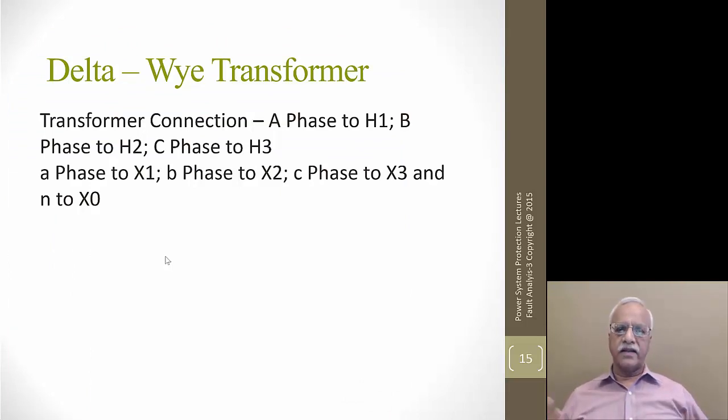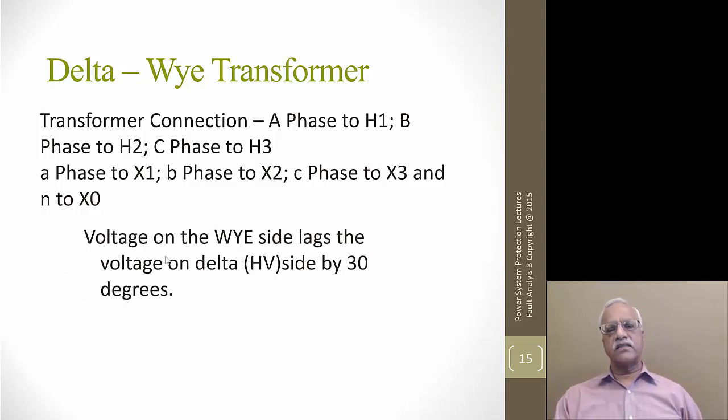Okay. Transformer connections, A phase is connected to H1 bushing, B to H2 bushing, and C to H3 bushing. And there are 4 bushings on the low side. X1, X2, X3 correspond to phase A, B, and C. And N, this is the neutral bushing, which is connected to X0. So that is connected to ground if it is a grounded Y, or not connected if it is ungrounded. Okay. Now, voltage on the Y side lags the voltage on the high side. That is what we talked about, and we look like this.